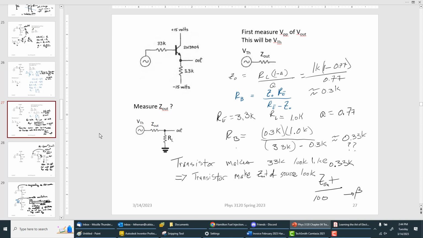So we look at everything, and I measured a Z out of about 0.3K, maybe 0.33K. And I know that my RE is equal to 3.3K. And I explicitly chose an RL equal to 1.0K.